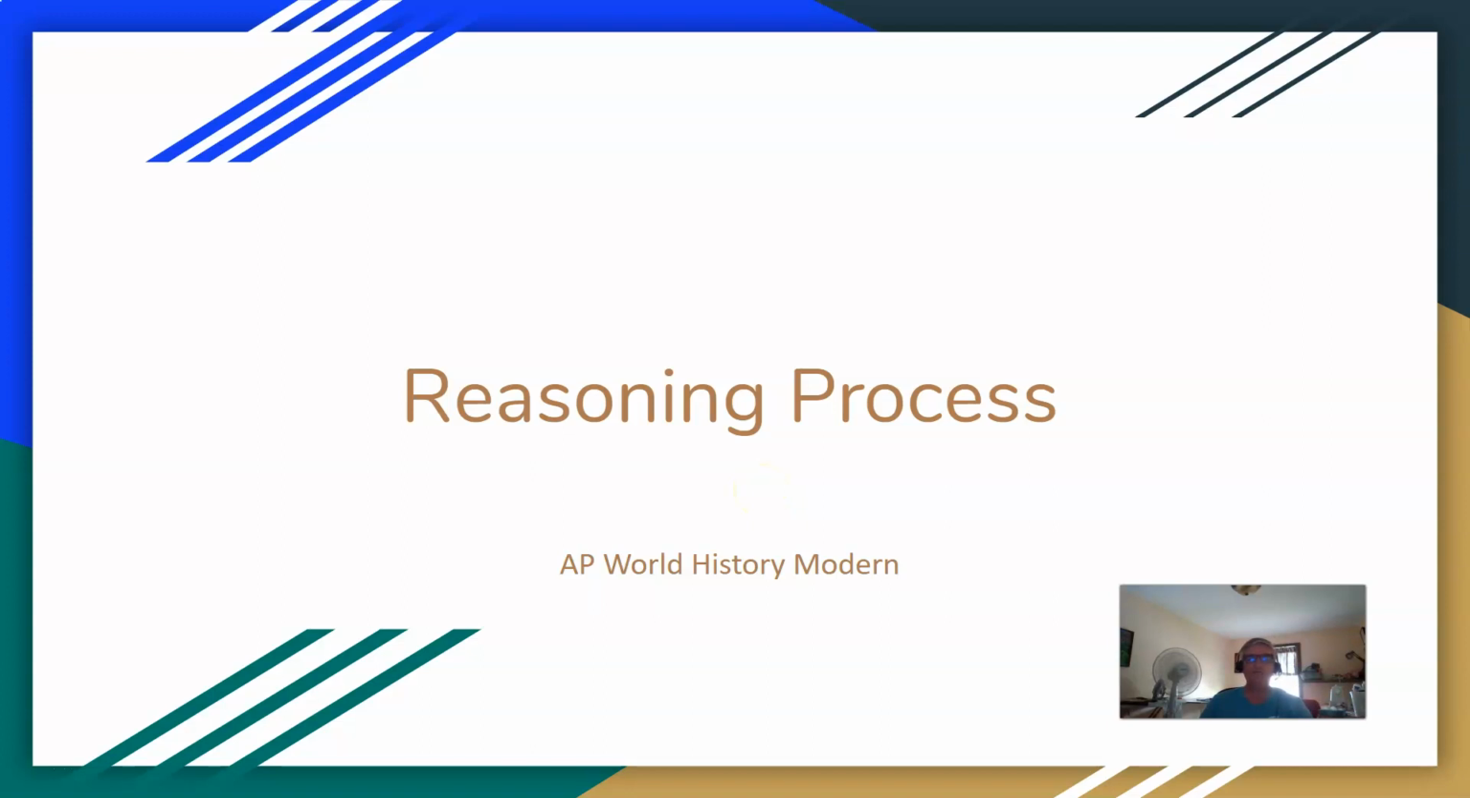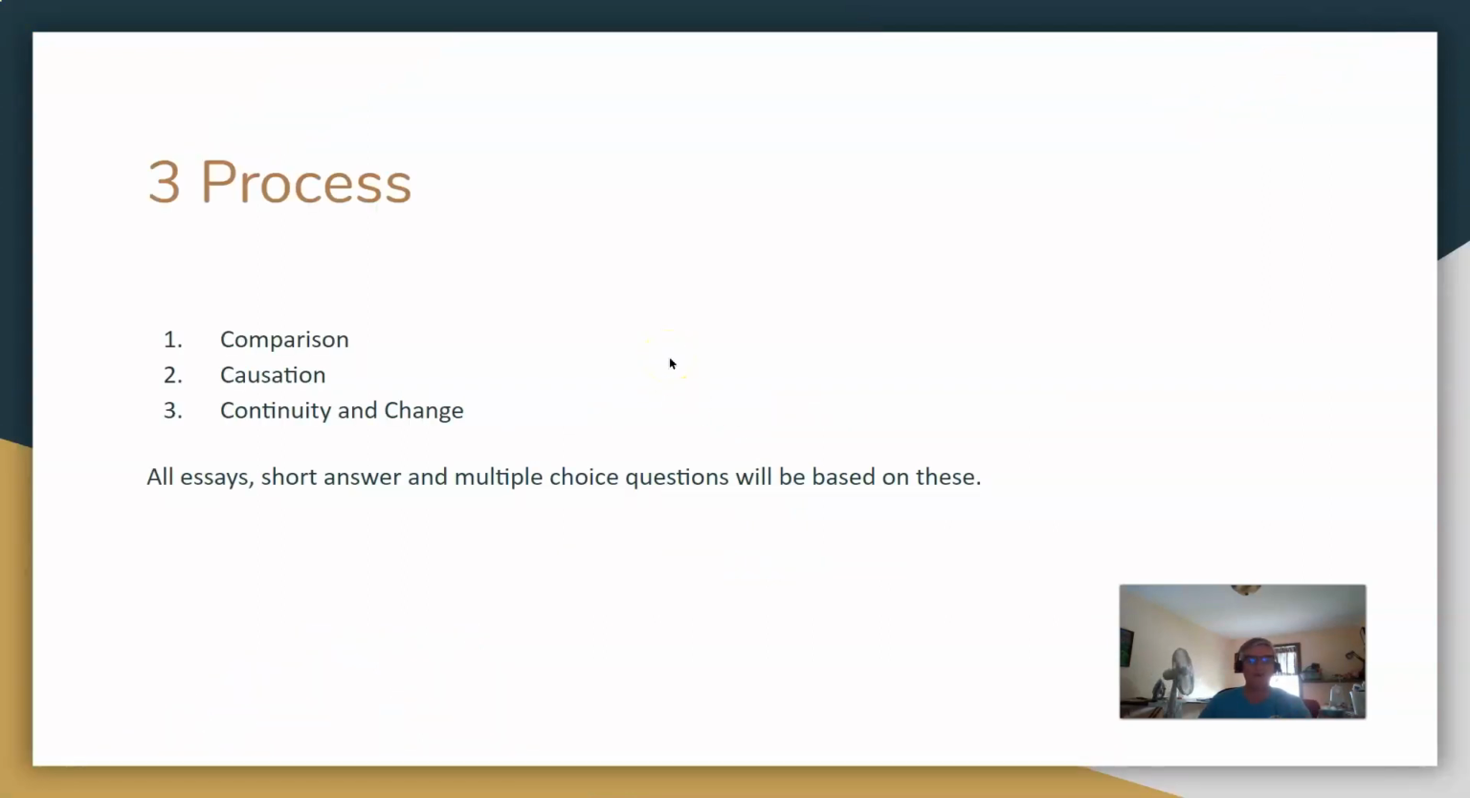Okay? And there are 3 of them. All right? 3 processes. We have comparison, similarities and differences, causation, cause and effect, and continuity and change, which is often the toughest one for people to get. And again, we'll spend time during the year on that. For right now, I just want you to have some familiarity with the terminology. All essays, all short answer, excuse me, and all multiple choice questions are going to ask you to do one of these in every question, and probably use the other thinking skills, and each of them will be based on one of the themes that I will get to in yet another video.